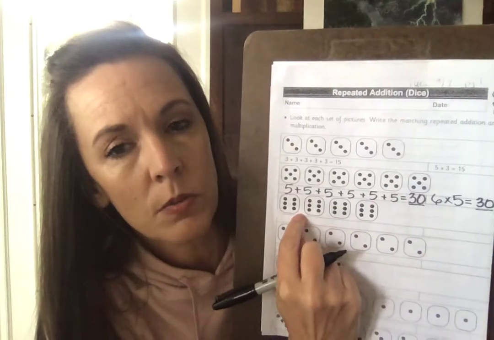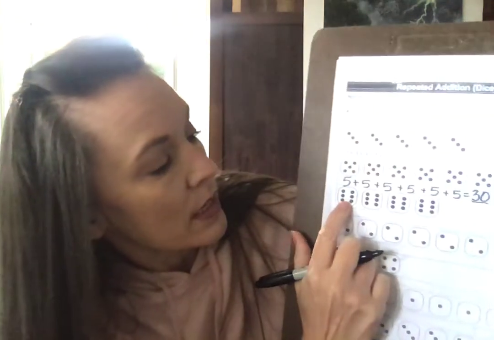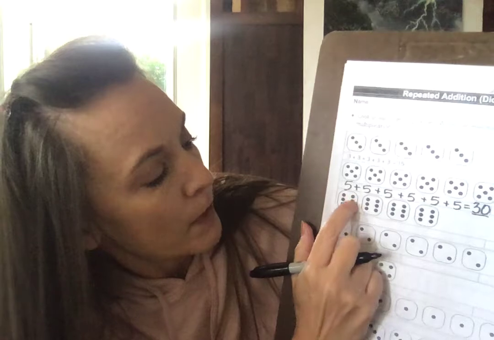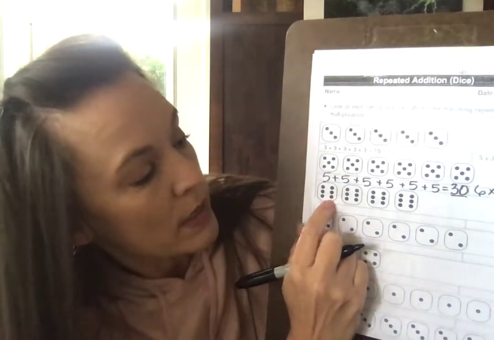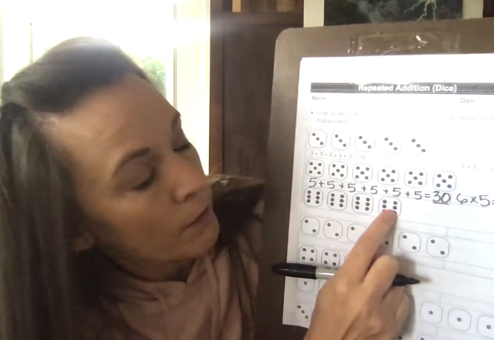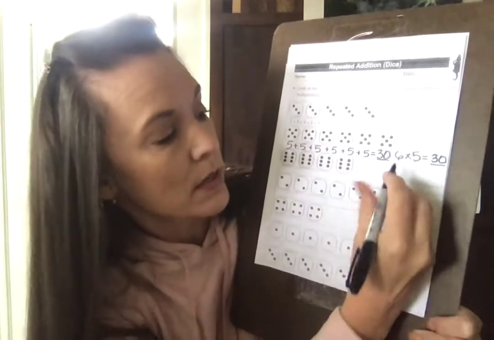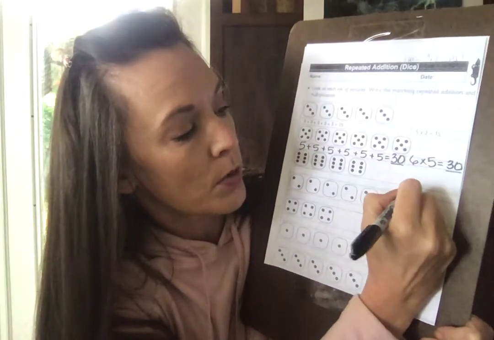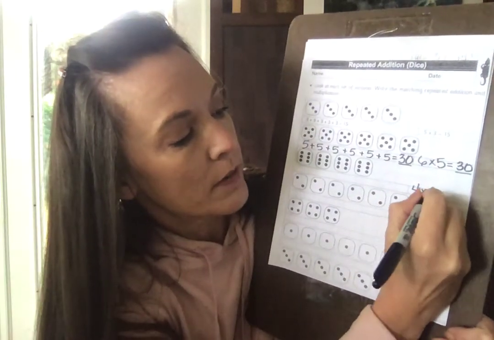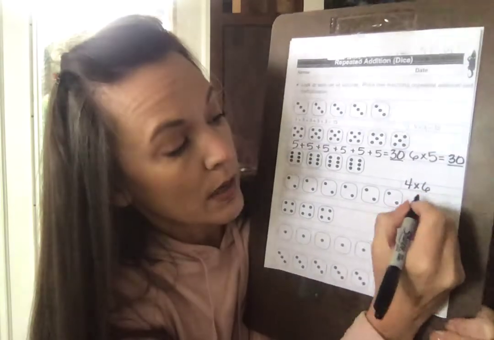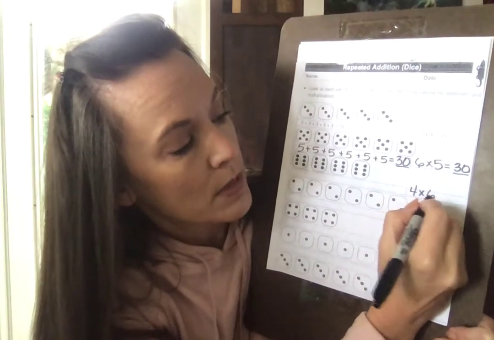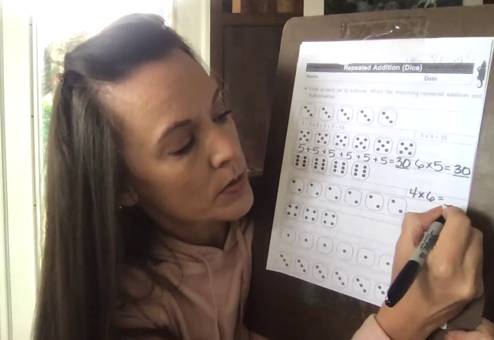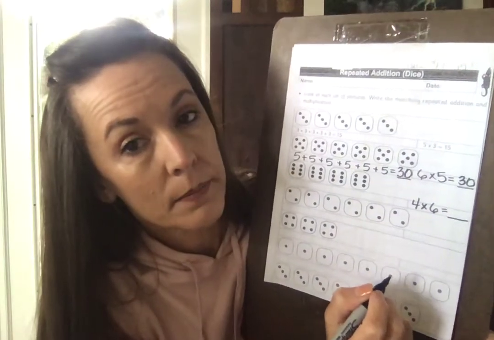I bet you can do this one. How many do we see in each group? I see 1, 2, 3, 4, 5, 6. How many groups do I see? 1, 2, 3, 4. I see 4 groups of 6. So if I'm writing multiplication, I can say 4 groups of 6. That can be read as 4 times 6 equals that product.